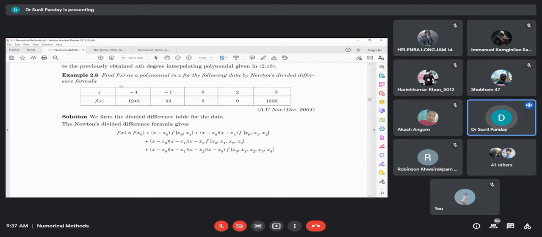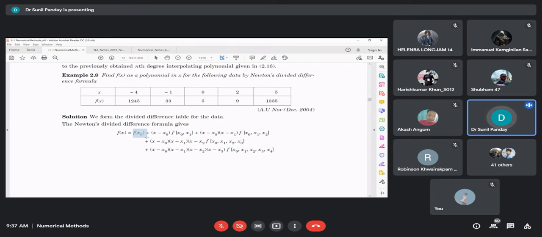Even though you can also use the Lagrange interpolation method to fit a polynomial to this data, if in the exam I tell you to solve with the help of Newton divided difference, then you have to apply this procedure. So the divided difference formula is this one: f of x equals f of x naught plus (x minus x naught) f of x naught, x1, and so on. In this formula, I know f of x naught because this is x naught, so this is f of x naught.